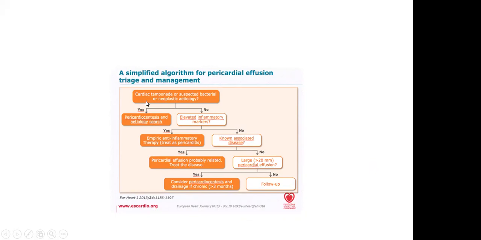Okay. So for those who have elevated level of CRP, empiric anti-inflammatory therapy, as we said earlier on, will be helpful. And for those who don't have that, you may also need to look out for effusion. For those who have pericardial effusion with a related disease, you can also treat this disease condition. People having SLE, for example, also manage the SLE, which will help to slow down progression of the complications. And for those who do not have effusion as large as 20 millimeters, you can just put them on follow-up. And for those who have, you can consider pericardiocentesis and drainage if chronic.